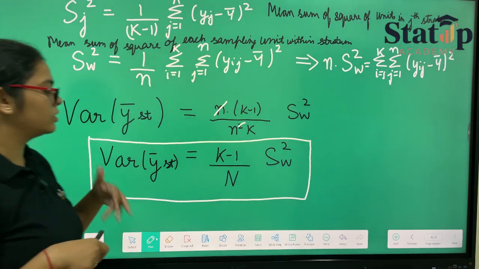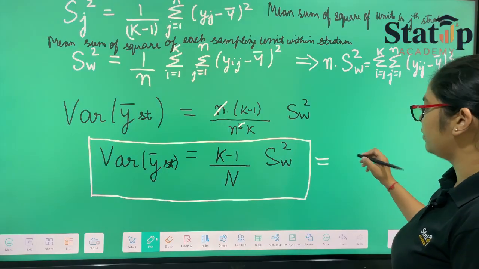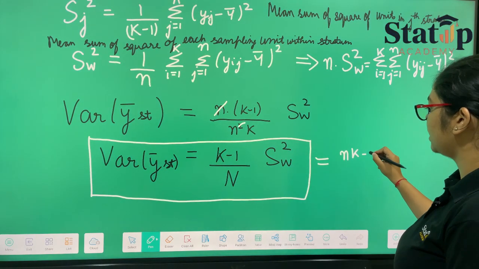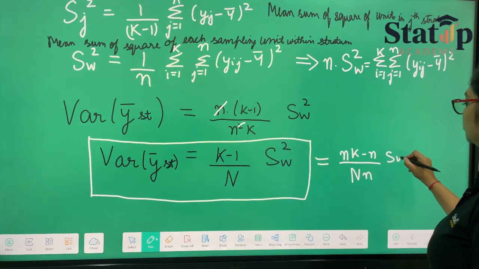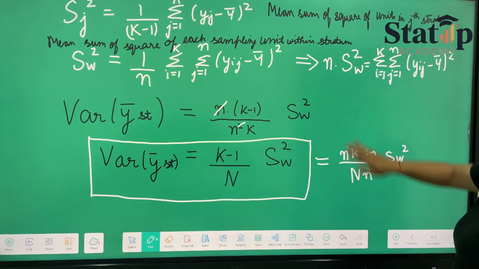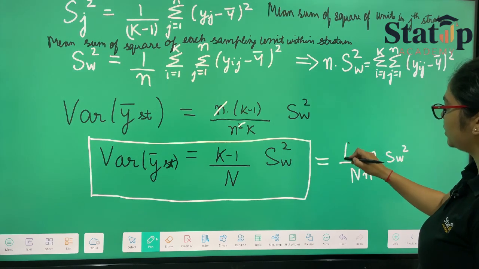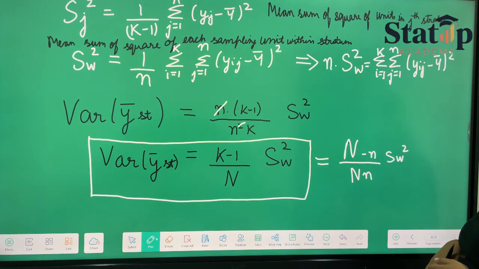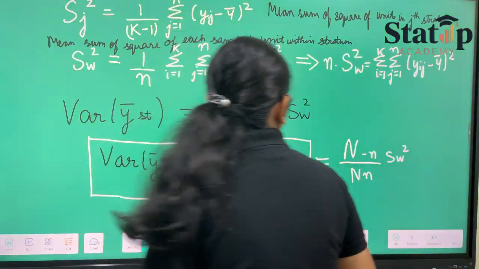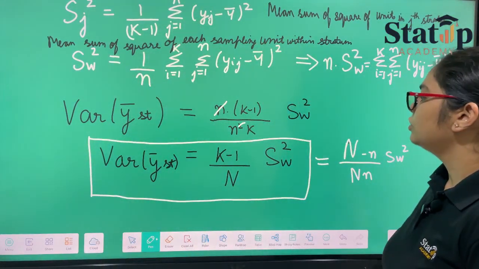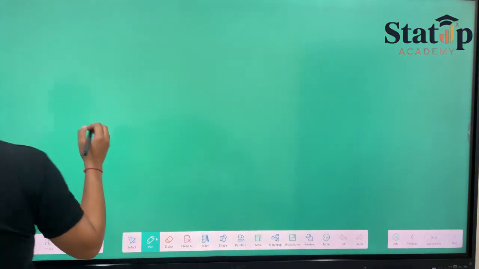And this can also be written as, if we multiply by small n above and below, nk minus n upon n n, s w square. Now nk is nothing but capital N, so we can write it as capital N minus n into s w square. This variance can also be written like this. So moving on to another part where we actually compare these two variances.